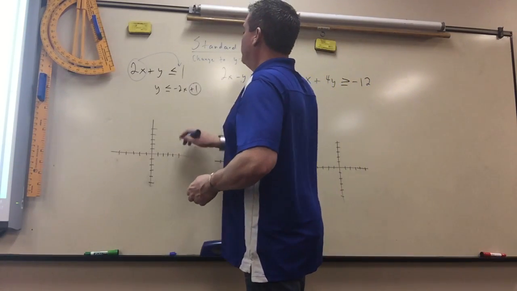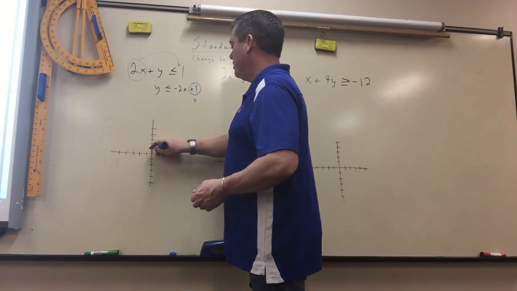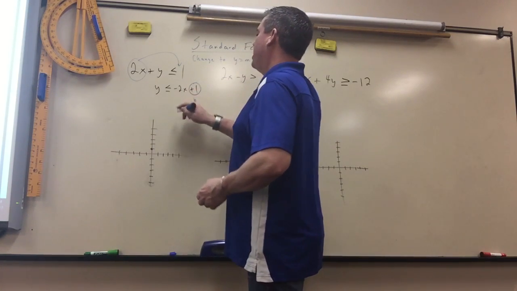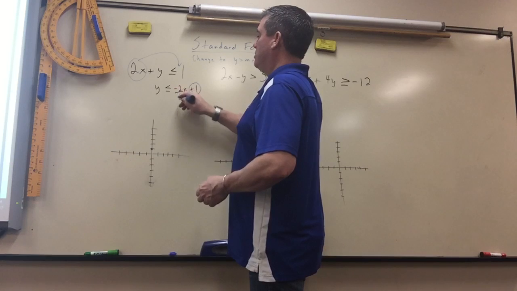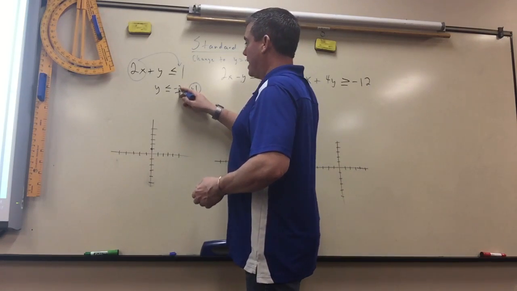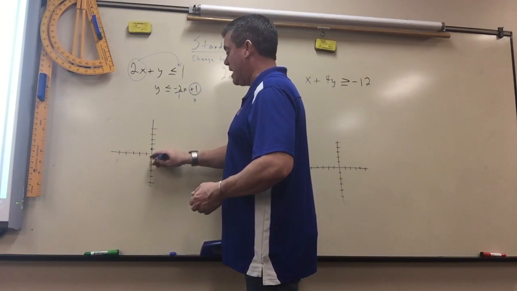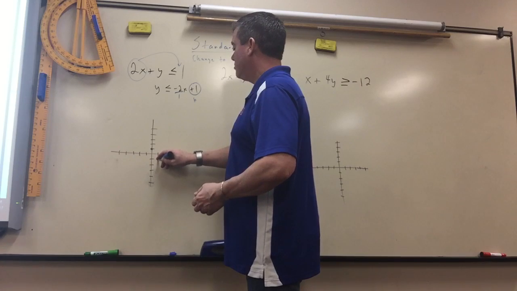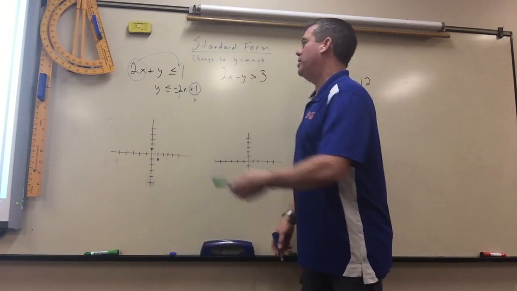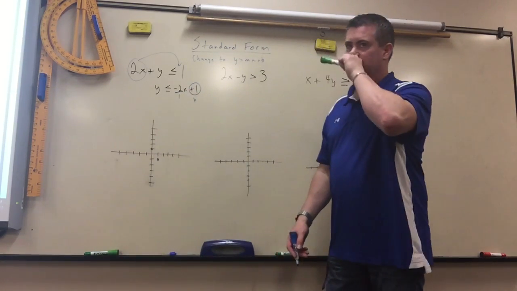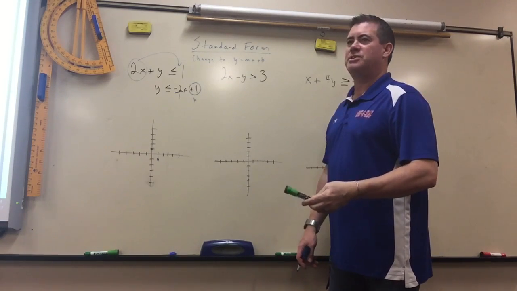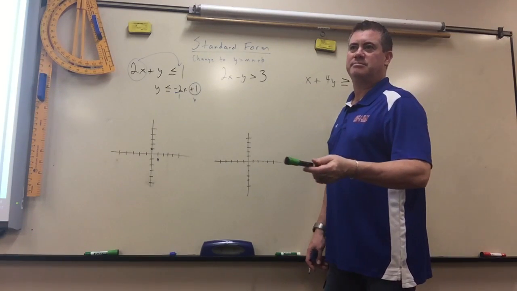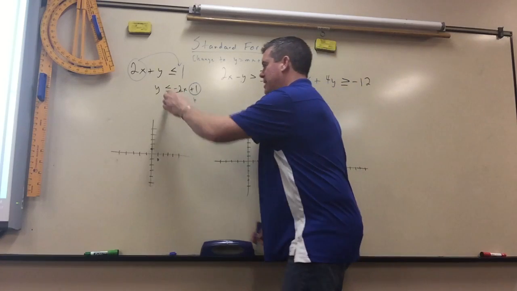The y-intercept, b, is at 1. And from there, the slope is negative 2. So you put it over 1, which means I rise negative 2, which is down 2, and run 1, just like when we graphed before. Now the difference is it's either a solid or dotted line. It's solid because it has the equal.